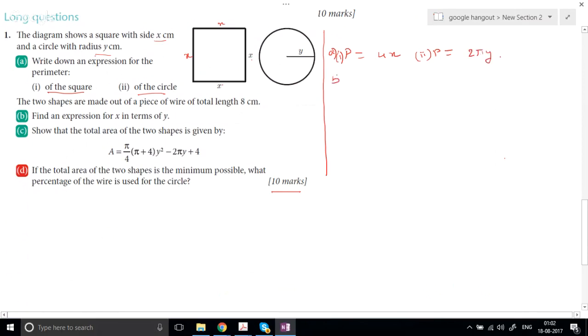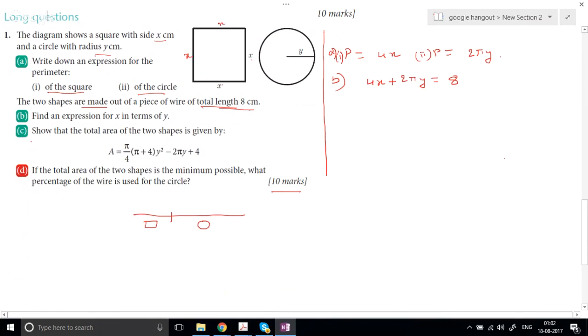Now B part of the same question. Two shapes are made out of a piece of wire of total length 8 centimeters. If you have a total wire of 8 centimeters, some part of this is used to make a square and some part of it is used to make a circle. So total together is 8. So can I use this information? The perimeter of the square, which is 4x, plus the perimeter of the circle, which happens to be 2 pi y, should become total 8. That is what is given here, the total length of 8 centimeters.